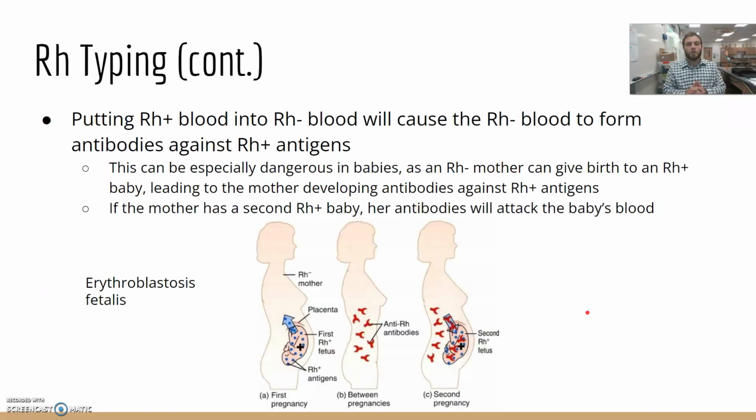So that is a brief look at ABO typing and RH typing, two of the major blood type categories that we use. Again, there are many, many others, and if you're actually getting a blood transfusion, they're going to go through a whole slew of other categories. These are just the two most common and the ones that we're going to cover in this class.